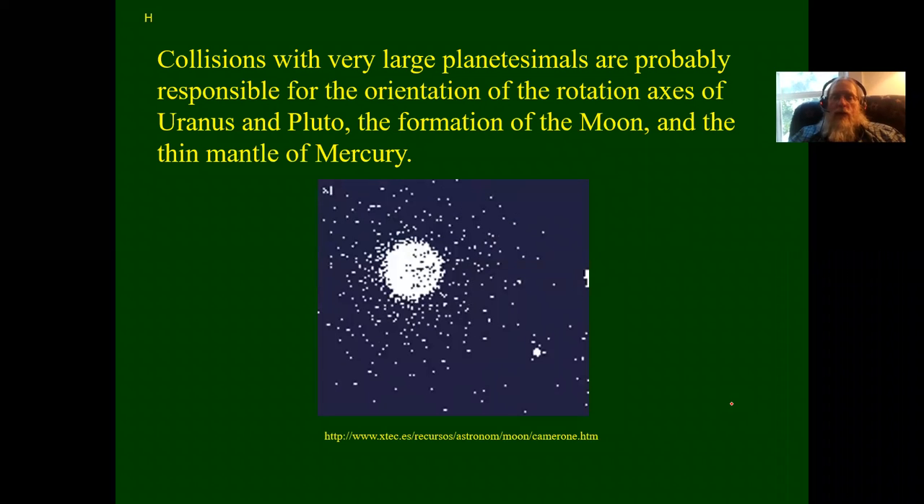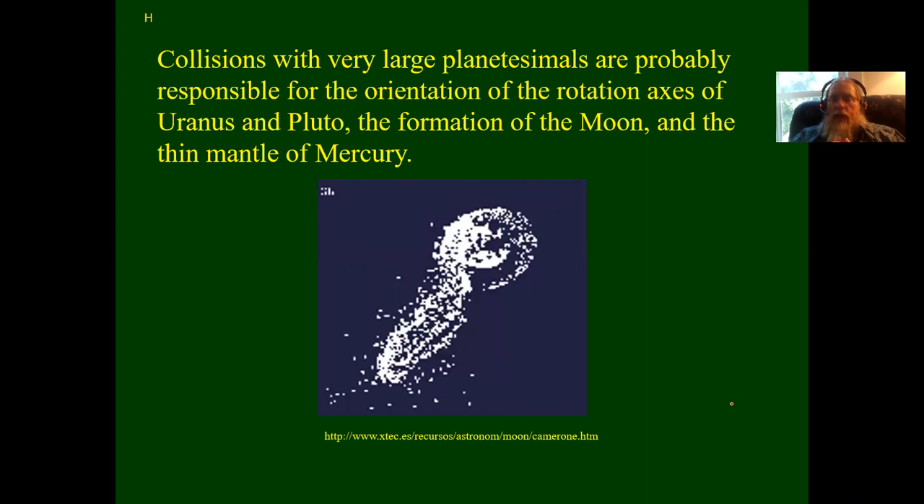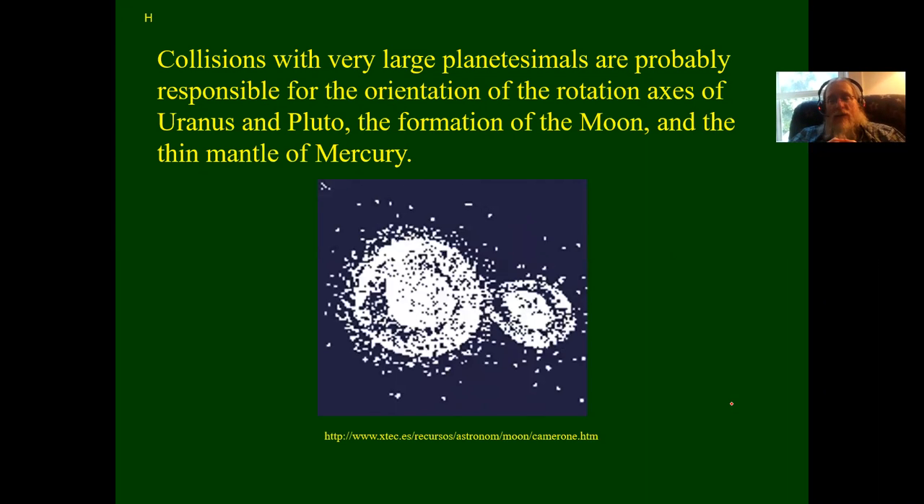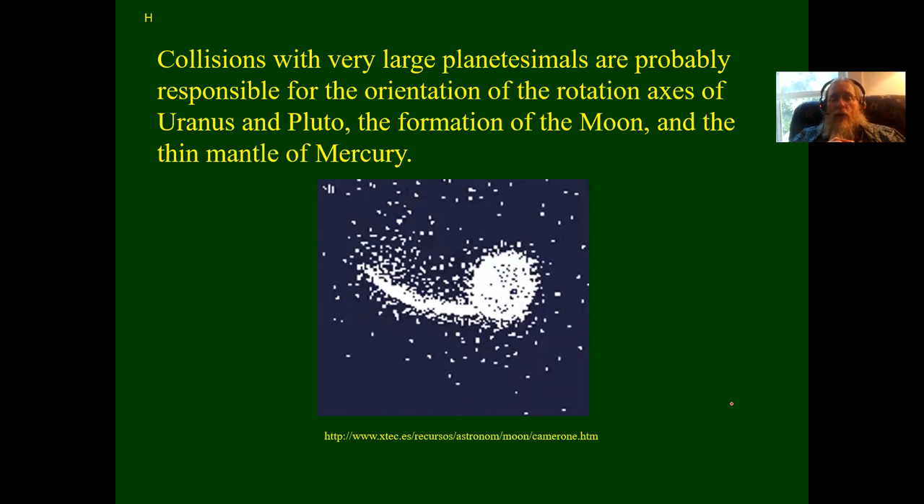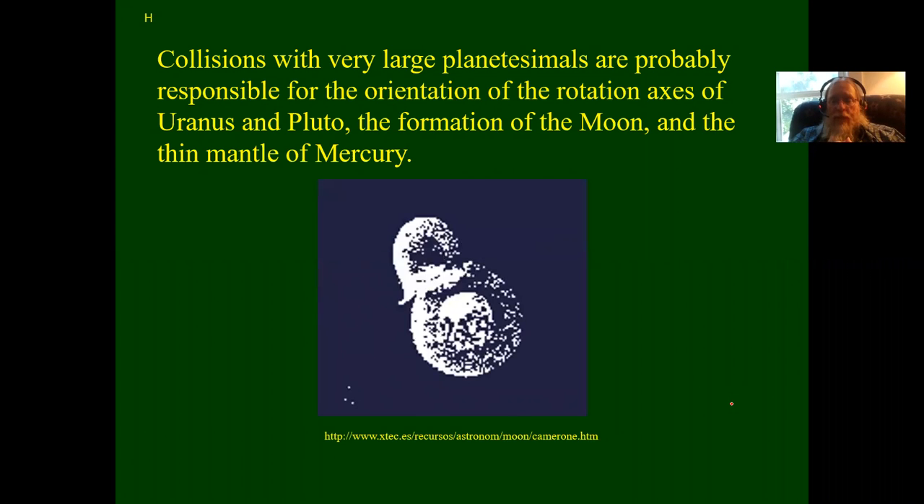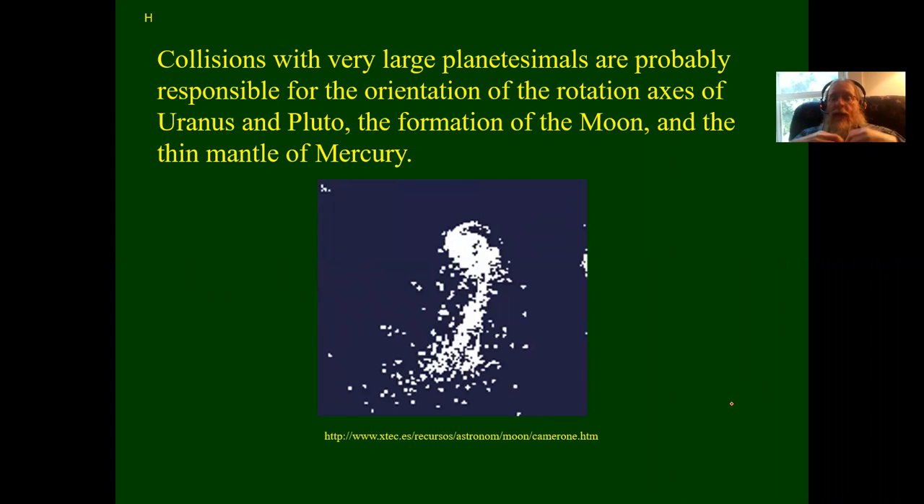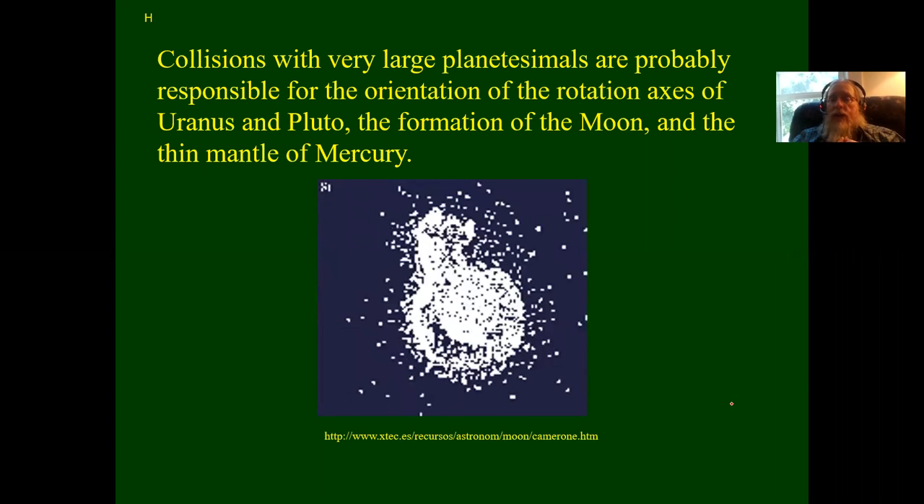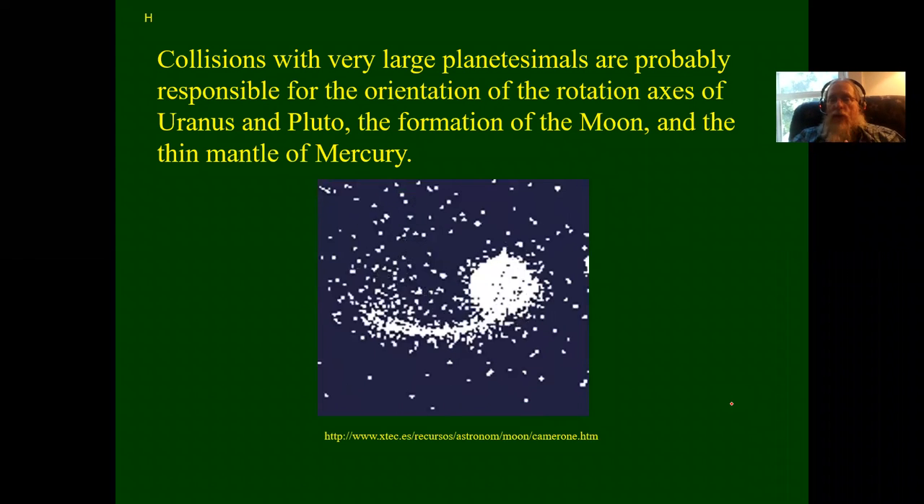For Uranus and Pluto, rather, Neptune's fine, but Uranus and Pluto, they're both tilted over something like this. They're almost in the plane of the orbit. And one plausible explanation for that is that they had some glancing collision with some fairly big objects, it would have to be quite big for Uranus, that would have basically reset the rotation. And if that is the case for Pluto, Pluto's moons would probably be debris from that collision.